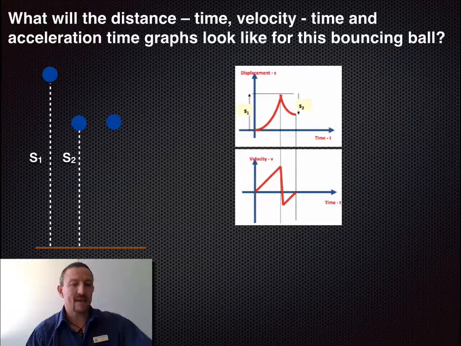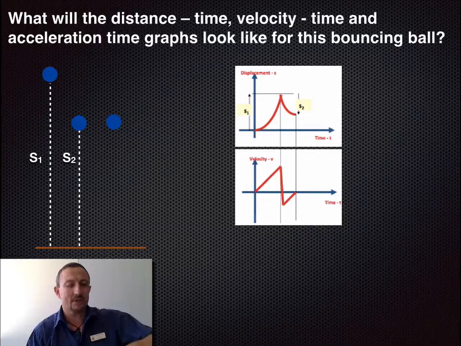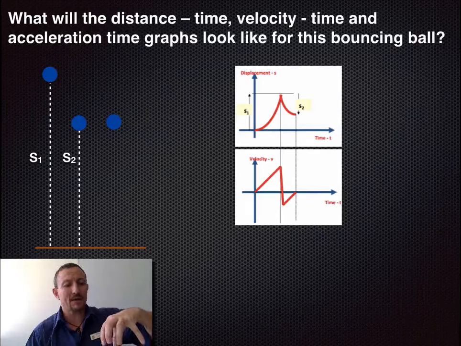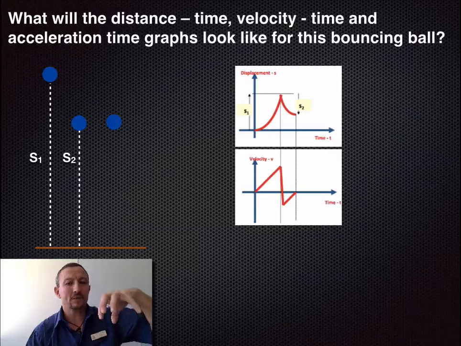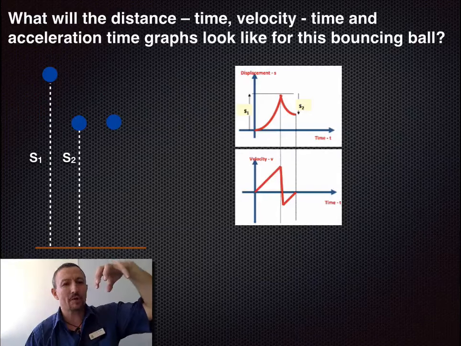The elasticity then causes it to accelerate up to its maximum speed just as it leaves the ground, and then as it leaves the ground it's decelerating again at a constant rate of 10 meters per second up until 0 when it reaches the top of its flight.